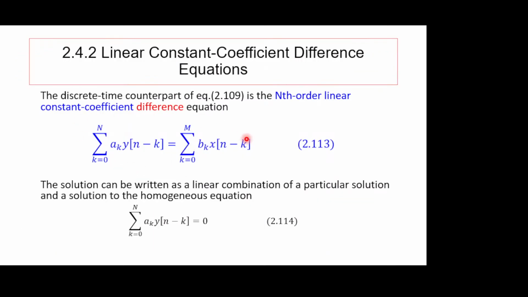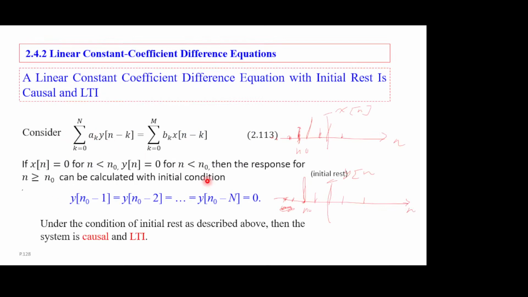And also there is the difference equation. It's like a differential equation, except that we now have differences instead of differentials. So instead of derivatives, we just have time shifts here. So we have y of n minus k and x of n minus k here. And once again, it's linear and constant coefficient. And nth order means this k goes up to n. For initial rest, there's no derivative in discrete time, so the initial rest condition is also different. Initial rest means that you look back n time steps of y, and they should all be 0. And once again, this is causal LTI.